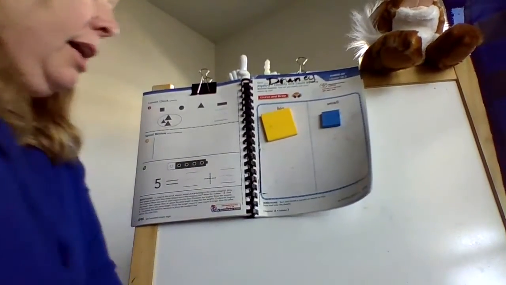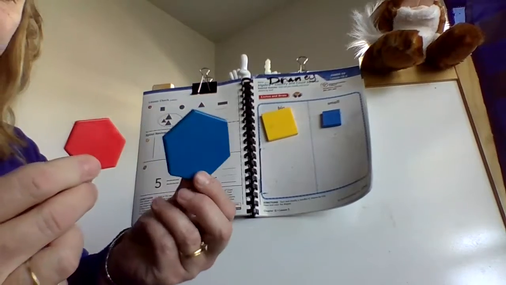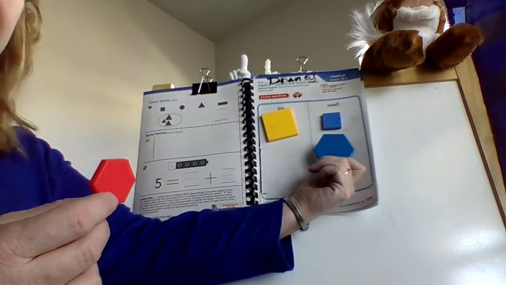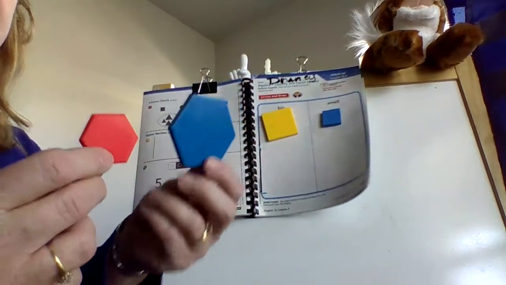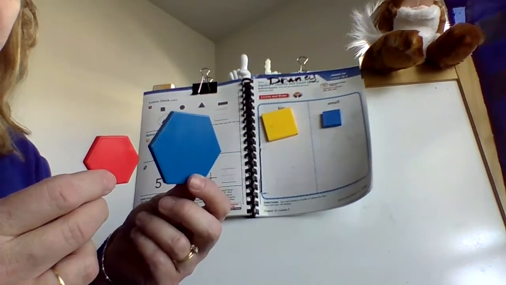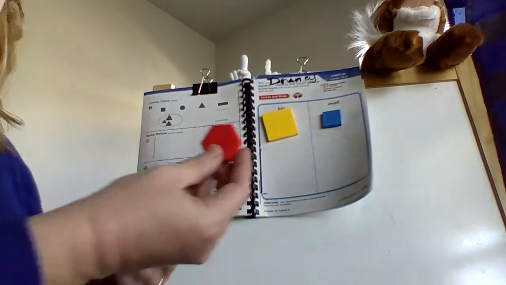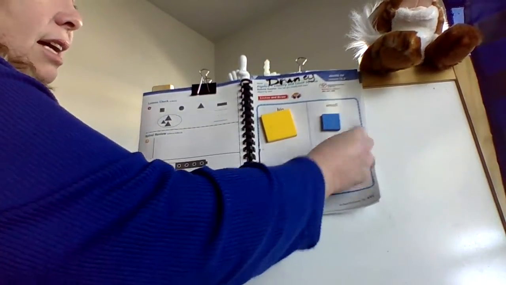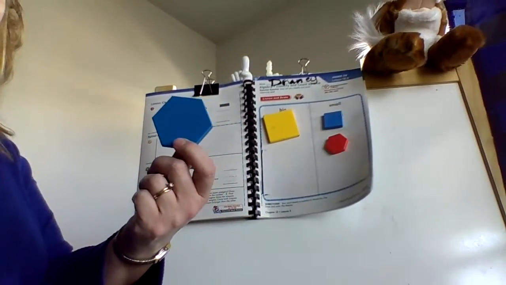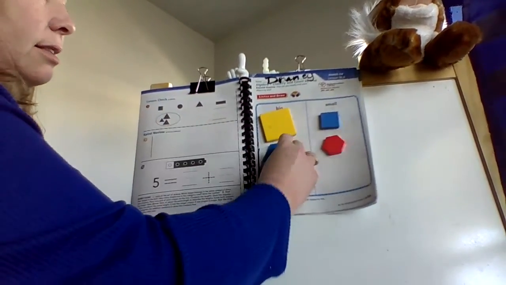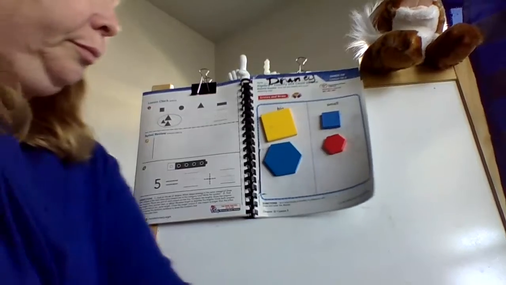Let's look at our hexagons. Yeah, we don't put the blue over here. We're not doing color. We're doing size. So which one would go with the small blue square? Good, the red hexagon, because the red hexagon is small, which means the blue hexagon is big.